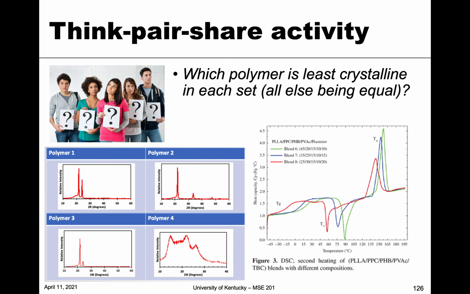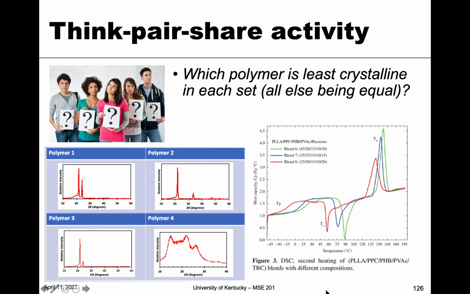All right, so the next example I want you to look at is a couple of figures that we have here. So we actually have two sets. So polymers 1 through 4, and then we have polymer blends 6 through 8. So two separate sets of polymers. You can see here, this is XRD because we have intensity versus 2 theta. And you can see here it's heat capacity versus temperature. So this is a DSC plot, as it says in the caption.